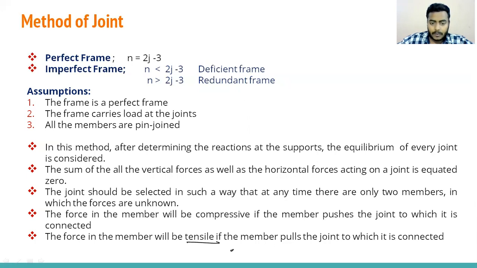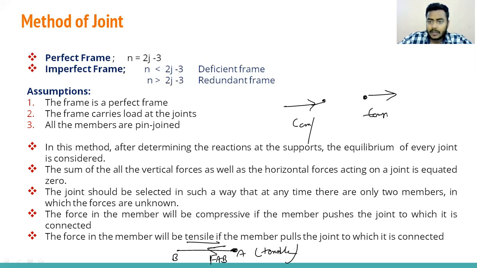Suppose this is a joint, and this force F_AB is pulling the joint. When the force is pulling the joint, we call it tensile. Whatever force is induced in the member is tensile in nature. So this is a joint, pushing it is compressive, and this is a joint, pulling it is tensile.